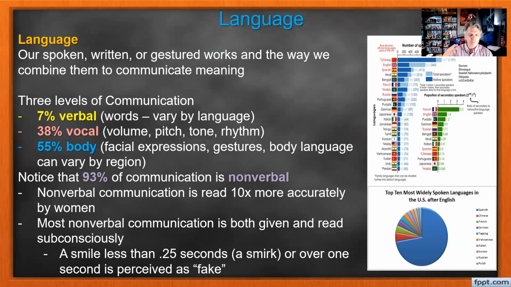So again, 93% of it is nonverbal. Nonverbal communication is read 10 times more accurately by women because, again, women process language with both the left and the right side of their brains, where guys can be a little bit more left brain when it comes to communication. Most nonverbal communication is both given and read subconsciously. There's some times where we get done talking to someone, we leave, and we're just like, man, I got a weird feeling about this person because you picked up a bunch of stuff subconsciously. The reason why, because of associations you've made, whatever, is that 2 people can hear the exact words coming from someone and they sort of take it differently.